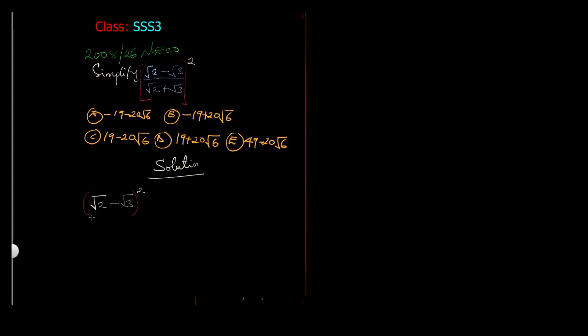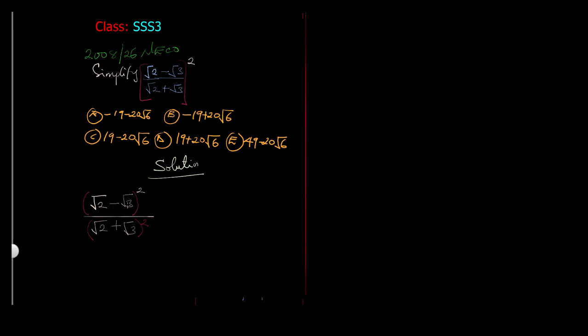Okay, that'll be raised to power 2. We split that one. Now we need to split the denominator. It will just be square root of 2 plus square root of 3, in brackets, and of course, everything will be raised to the power of 2.